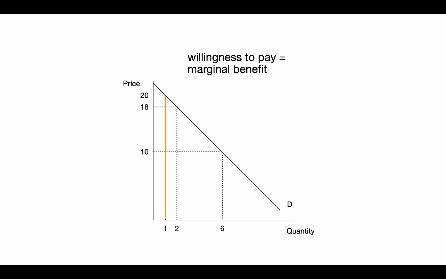So we can keep going. Like I said, for the second unit, your willingness to pay is going to be a little bit lower. So usually we're assuming that this is a diminishing, downward sloping demand curve. The third unit, someone is going to be willing to pay a little bit less for that third unit. So it's just ranked in terms of who gets the most benefit out of that next unit, and we can just keep going. Again, the entire height of the demand curve is that marginal benefit. So someone gets a marginal benefit of $18 for that second unit.